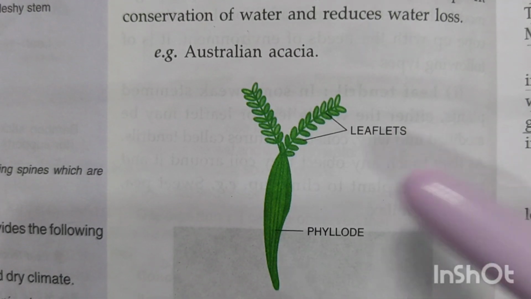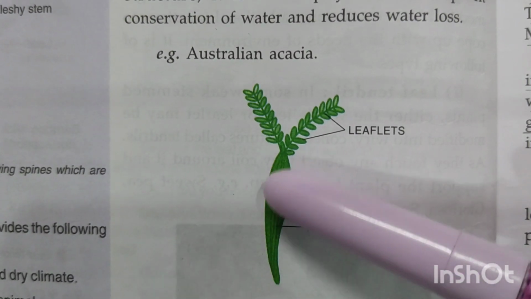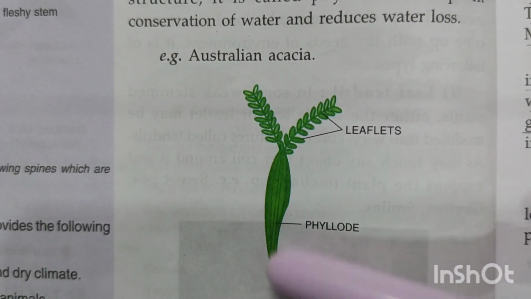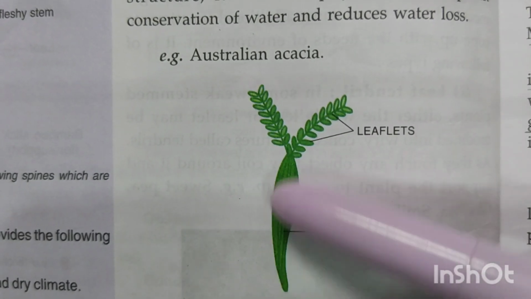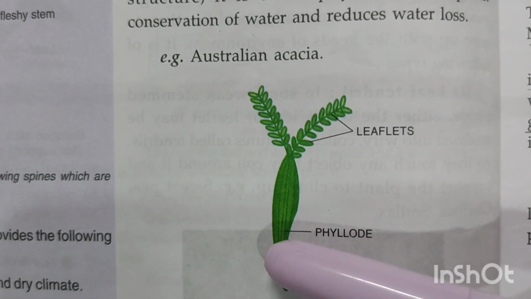Now look at this structure. It is shown over here, children. This is actually the petiole of the plant. Now it has become broad and it has become swollen. Why? Because it is storing water.